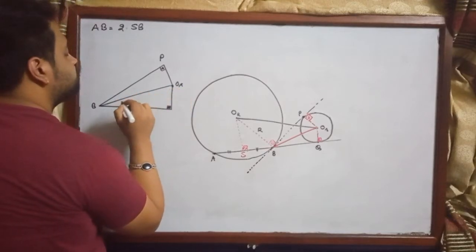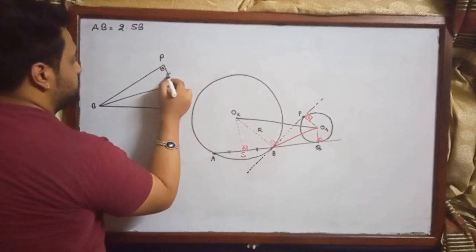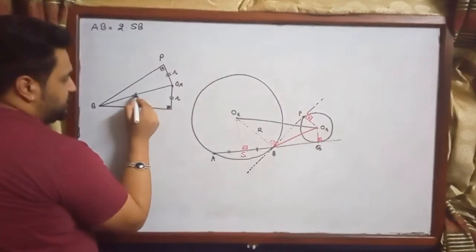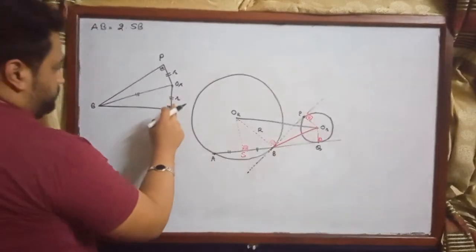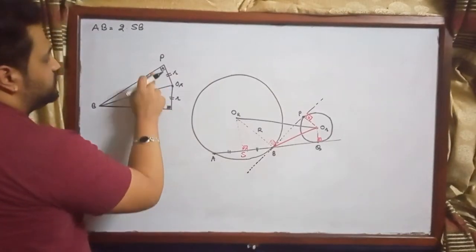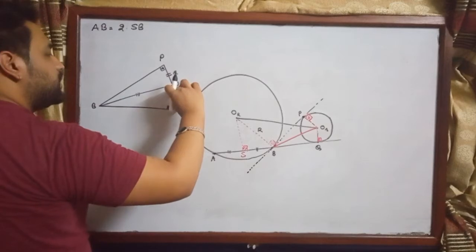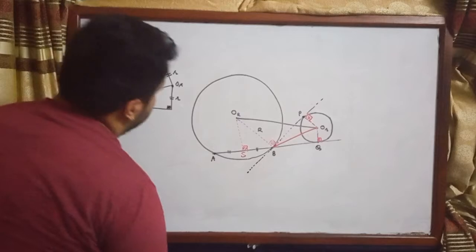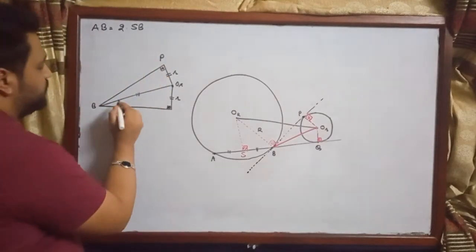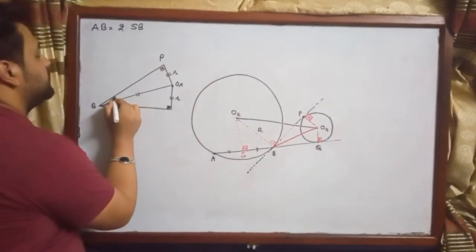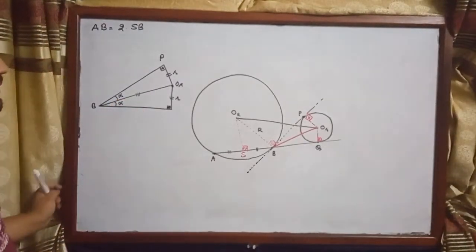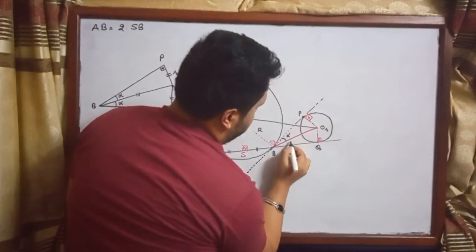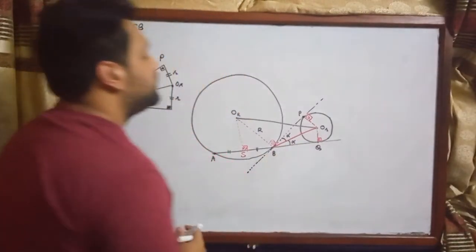This is equal to r, this is equal to r. This is a common side, so this will be equal to itself. These two triangles are right angle triangles in which a leg is equal to a leg and the hypotenuse is equal to the hypotenuse. So these two triangles are congruent, as a result of which if this angle is alpha, this angle will be alpha.